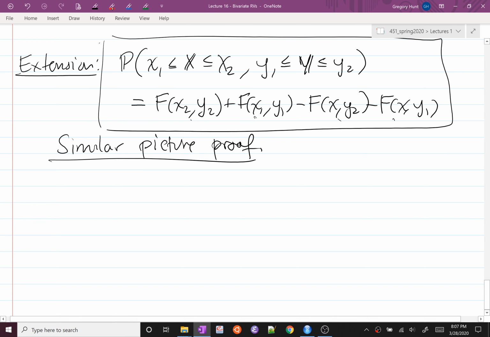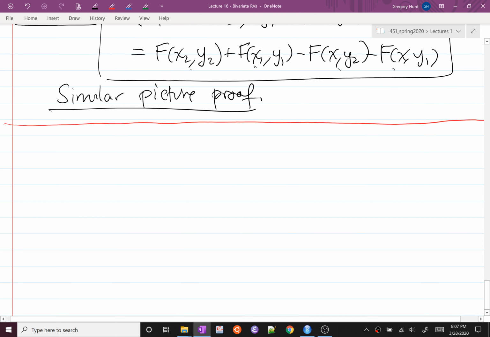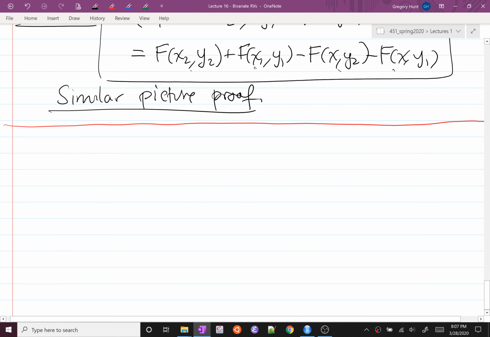What's more interesting to work with, certainly in the univariate case, and it's going to be similarly important in the bivariate case, is the PMFs and PDFs. So let's look at how we can extend the definitions of joint PMFs and PDFs to the bivariate case. And so we're going to define first what is called a joint PMF.